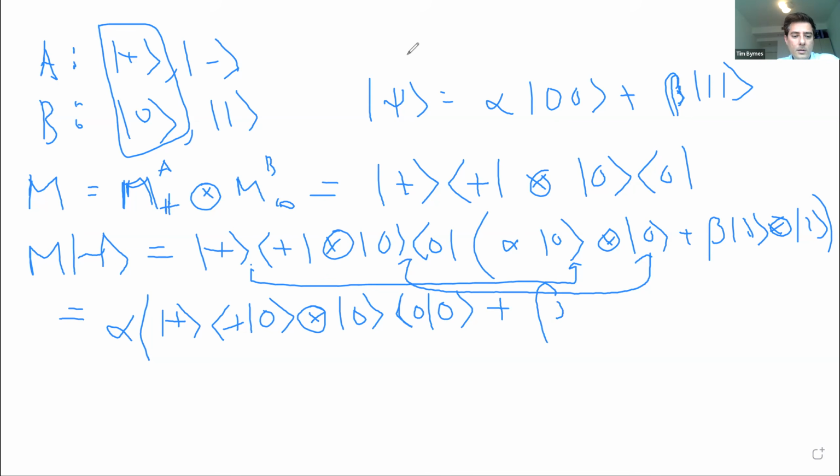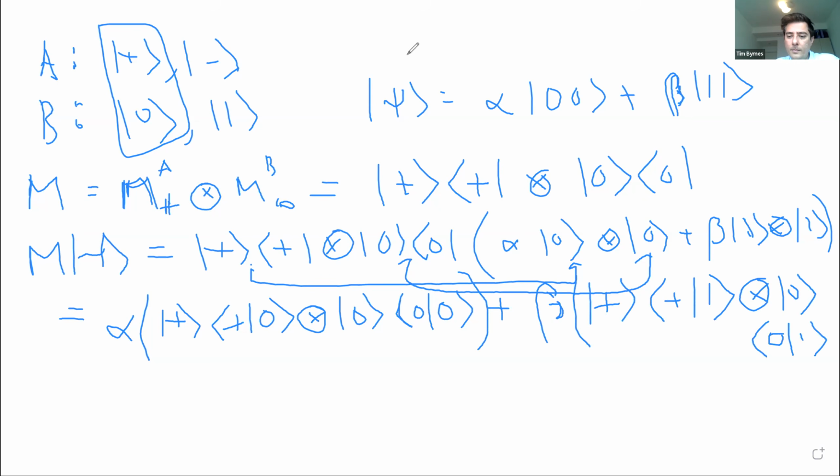Then let's continue on with the second term. I didn't close the brackets. The beta, and then the plus operator gets applied to the plus and 1, and then tensor product of that with 0, with 0 inner product 1.